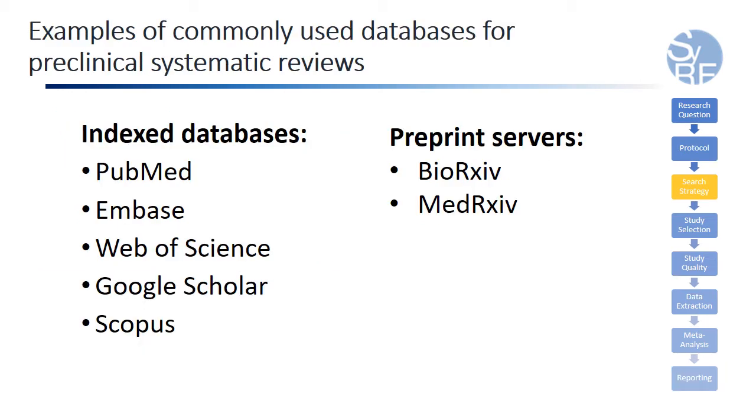As I mentioned, the databases we search will depend on our research question. In preclinical reviews, we would usually search PubMed, Embase, and possibly Web of Science. There is also the option to search Google Scholar and Scopus. Preprint servers may also give you access to relevant data, and it may be appropriate to search bioRxiv or medRxiv depending on your research question. We search more than one database to give us a higher chance of obtaining all relevant papers.